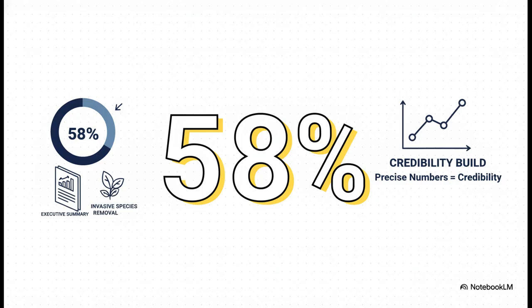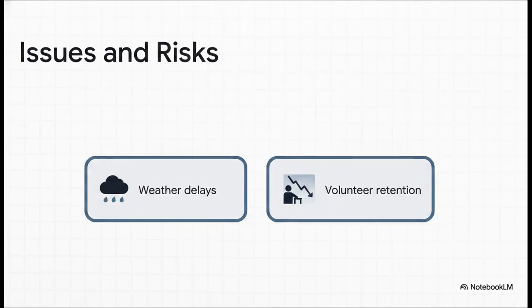Right there in the executive summary, the author explicitly states that invasive species removal is exactly 58% complete. Using precise numbers like this builds immediate credibility. You aren't guessing, and you definitely aren't exaggerating. You are strictly reporting the facts. But the true test of credibility actually comes in the issues and risks section. So the crucial point is that a truly professional report does not hide bad news. The author openly states that heavy rain delayed the project, and they frankly admit they have a volunteer retention problem. Honestly, that transparency is exactly what makes the report so valuable to the ultimate decision maker.